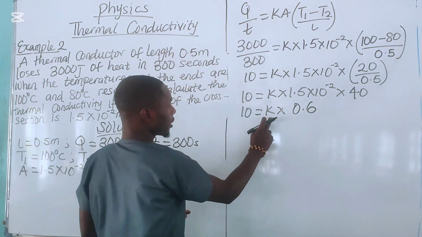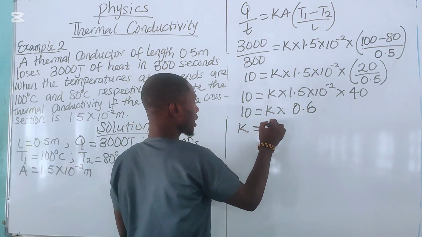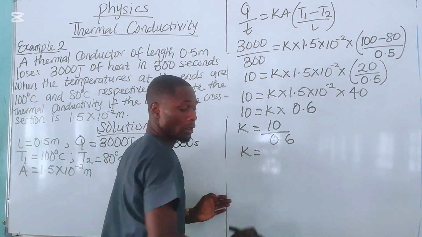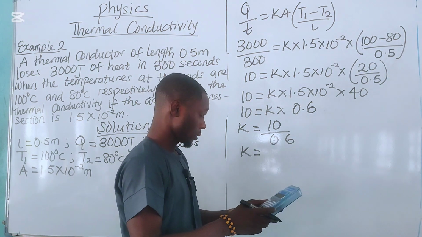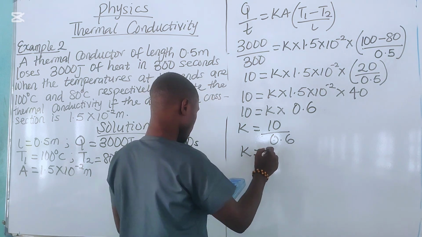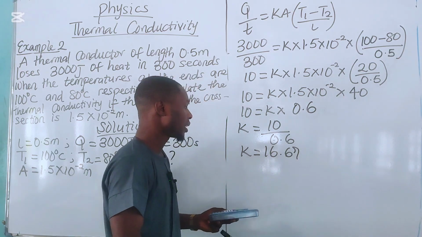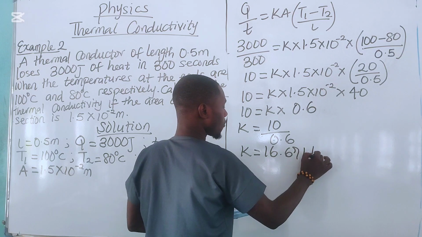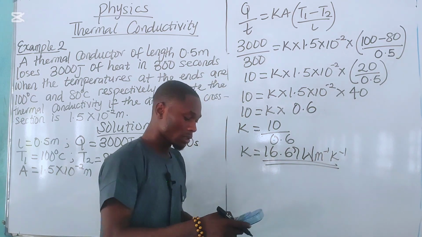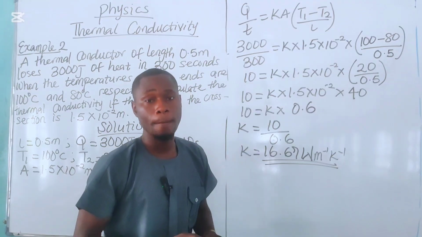Okay, so we're looking for K, so we divide both sides by 0.6. So that makes K to be 10 divided by 0.6. And K will now be, so we have 10 divided by 0.6, which is equal to 16.67 approximately. And the SI unit, we have watt per meter per Kelvin. So this gives us the what? The value of the constant, which is the thermal conductivity of the material.